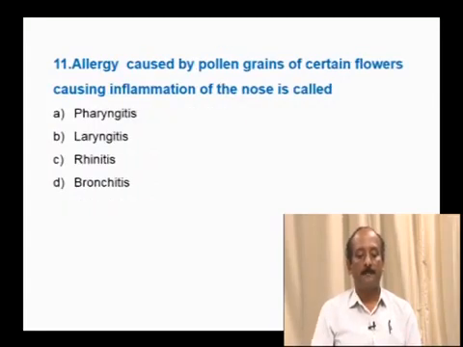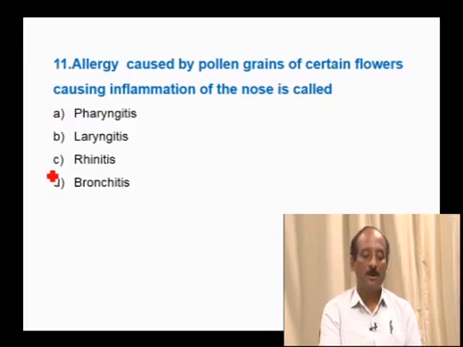Allergy caused by a pollen grain of certain flowers causing inflammation of the nose is called pharyngitis, laryngitis, rhinitis, bronchitis. Here pharyngitis means inflammation of the pharynx, laryngitis means inflammation of the larynx, rhinitis means inflammation of the upper part of the respiratory system, that is nose, bronchitis, that is inflammation of the bronchi. Yes, the inflammation of the nose is called rhinitis. Yes, the correct answer for this question is option C.